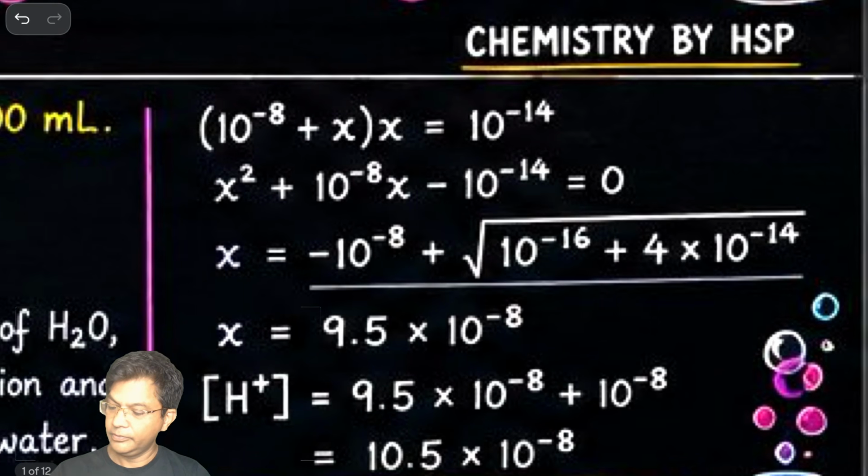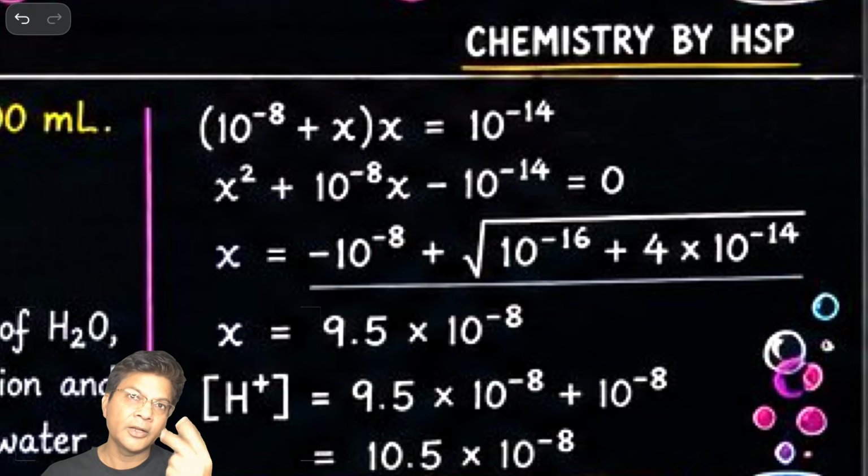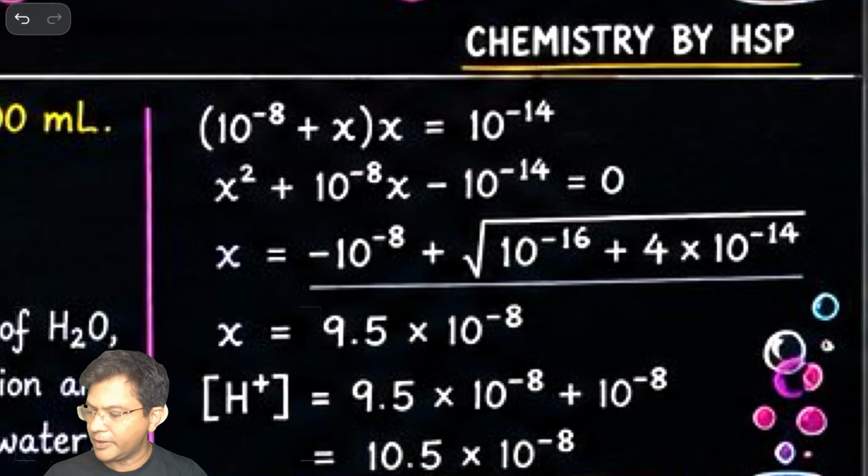If you see, x square plus 10 raised to the power minus 8 x minus 10 raised to the power minus 14 is equal to 0. So, x is equal to minus b plus or minus square root of b square minus 4ac, over 2a. Only they have written plus, because if you write minus it will become negative. How can it become negative? Something should be donated by water. Water will ionize a little bit. It can't ionize negative and negative. So, it will be plus.